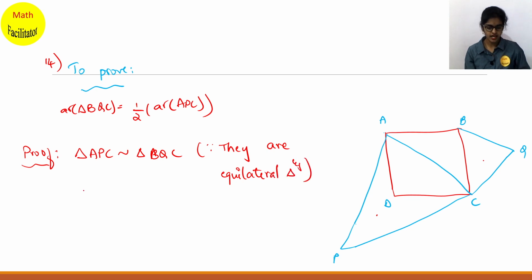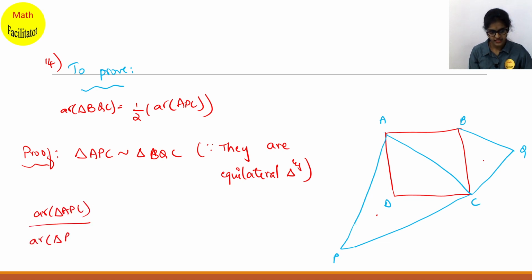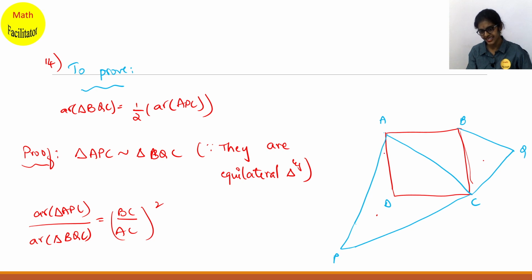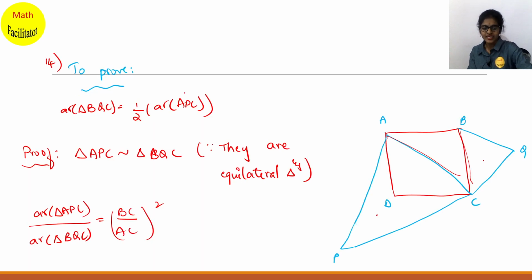Okay, so now you see. Since they are similar, we can take the ratio of the areas of the triangles, isn't it? Which side shall we take? We shall take the side BC divided by AC, whole square. BC is this side of this triangle, AC is this side of this triangle. So the area of triangle APC divided by the area of triangle BQC is equal to BC divided by AC, whole square.